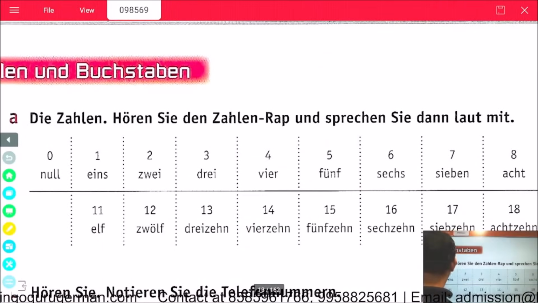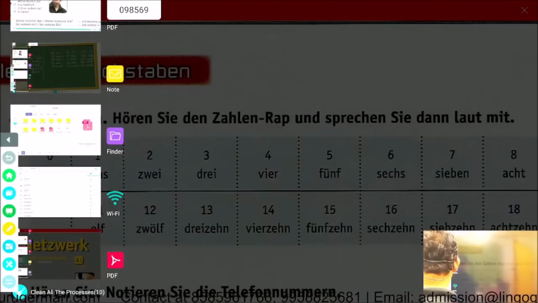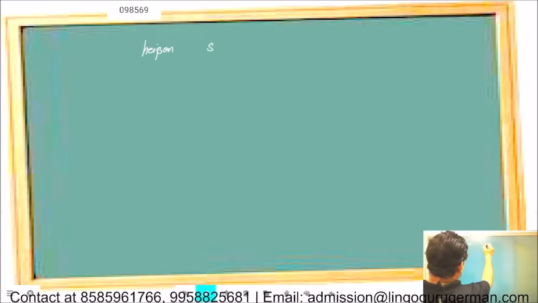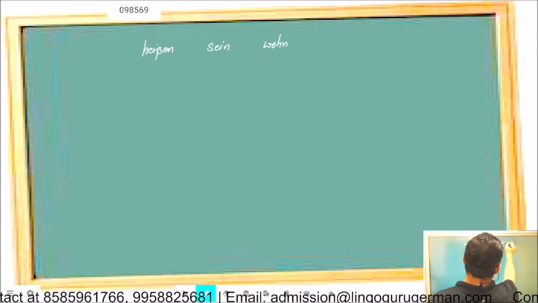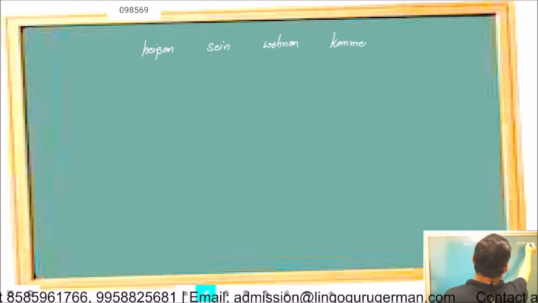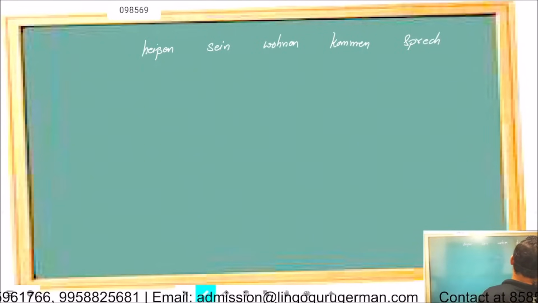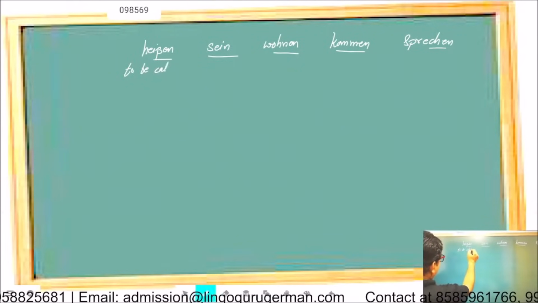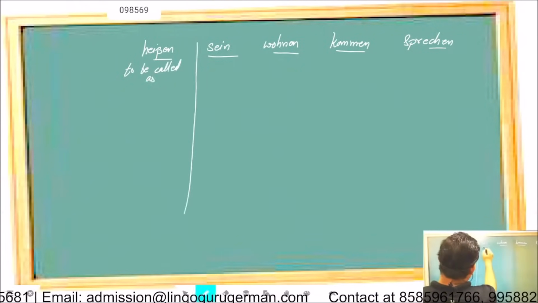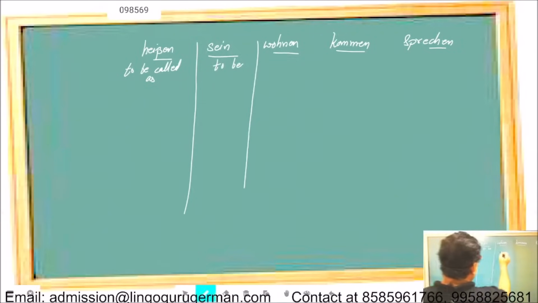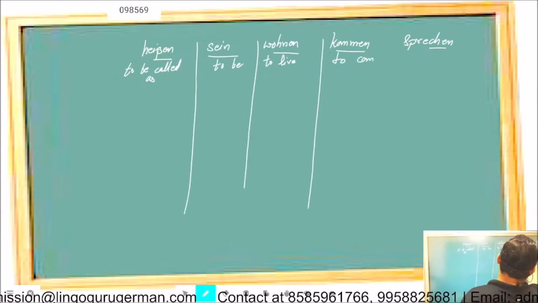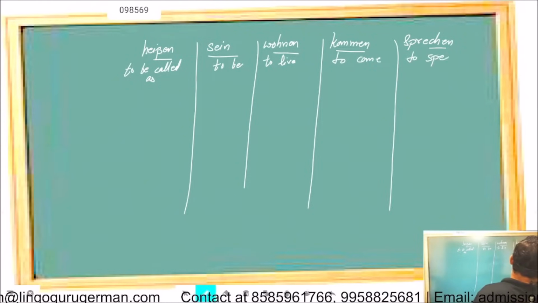Before we start with the numbers, we have another thing. The first three verbs which we just saw here, heißen, sein, wohnen, kommen, and sprechen. Heißen is to be called as, sein is to be, wohnen is to live or to stay, kommen is to come, and sprechen is to speak.